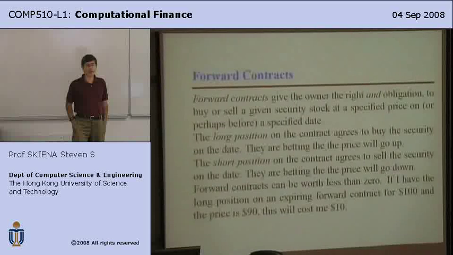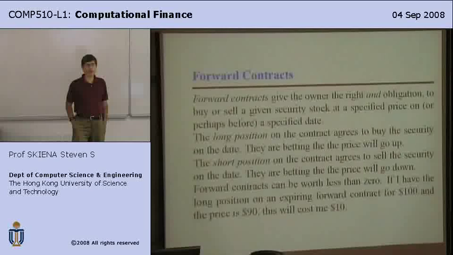So let's look at these in a little bit more detail. Any questions about options? Only a couple minutes here. When we talk about these contracts, let's basically say it again. We talk about forward contracts. These are going to be something that's a little bit simpler than futures. A forward contract is an agreement to buy or sell something at a specified price on or before a specified date.